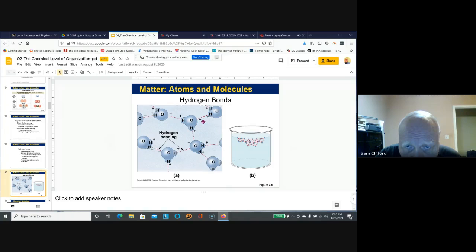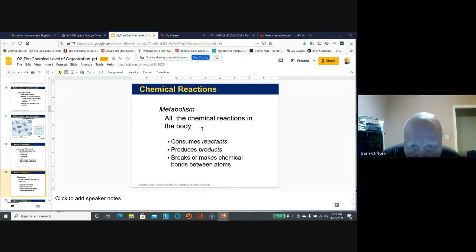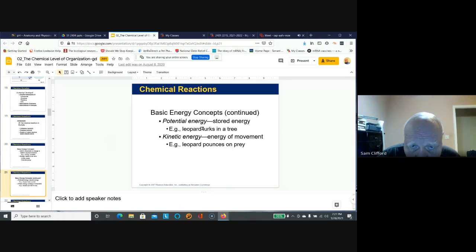And in water, the attraction between the slightly negative oxygen and the slightly positive hydrogen is a hydrogen bond. The fact that water is a polar compound, it's also called a dipole because it has a slightly negative pole and a slightly positive pole. So these characteristics of water are very important. Okay? We don't need any of this, any of this, any of this.